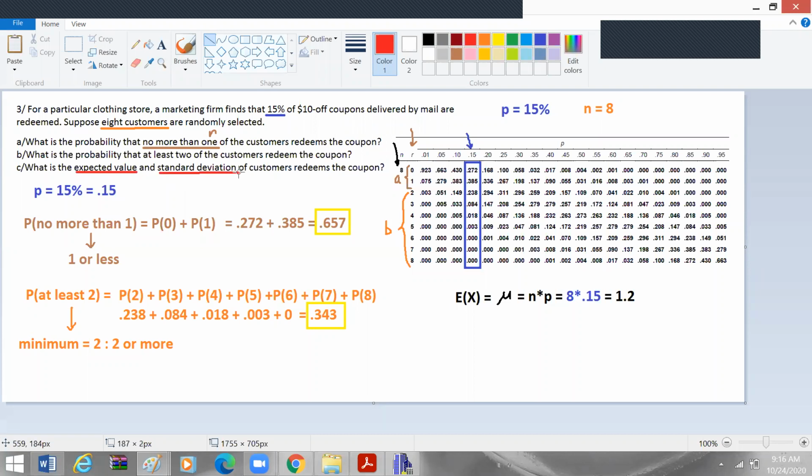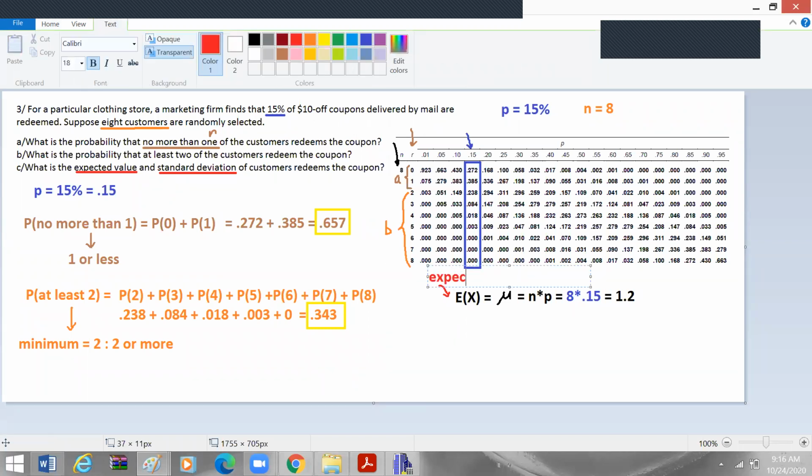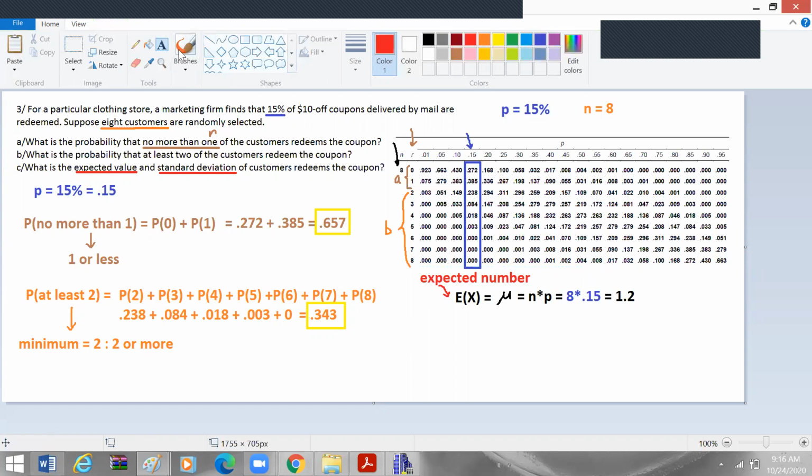Yes. So the first thing that we need to do is look for the expected value. This one is the expected number, which is n times p. I forgot to highlight at least two from the questions. I apologize for that. I should do that.